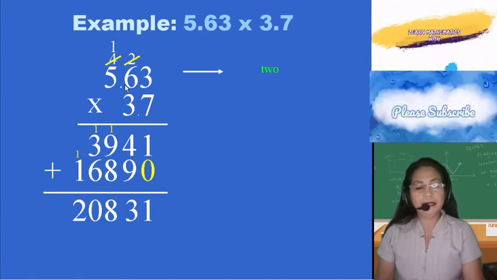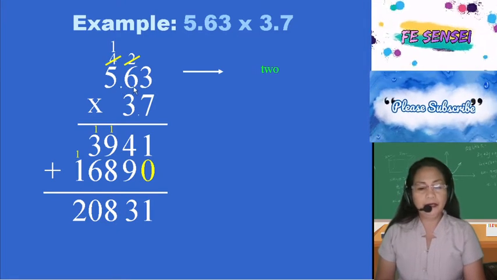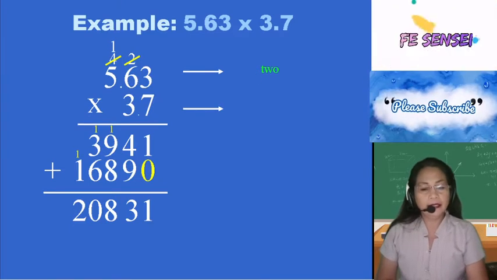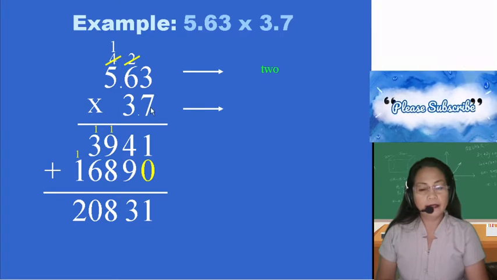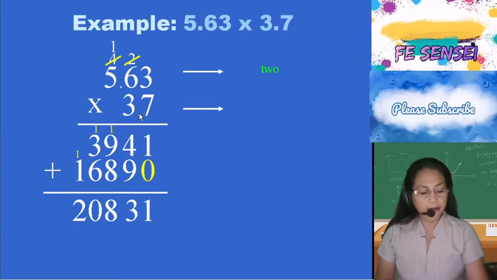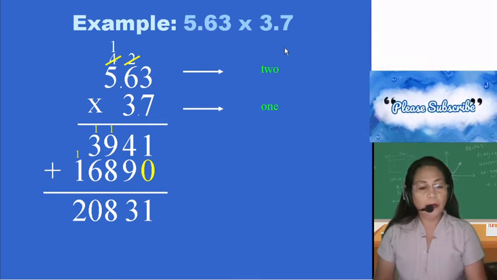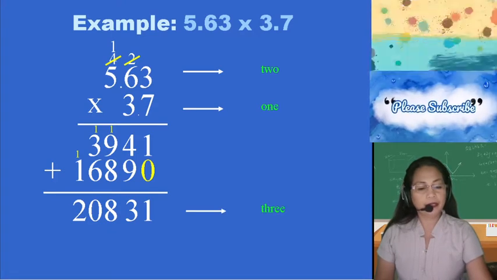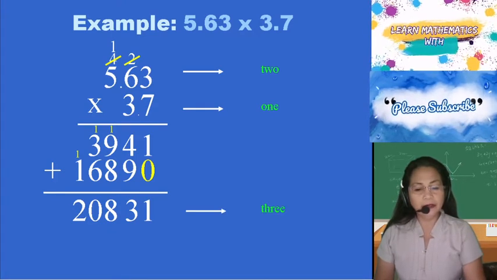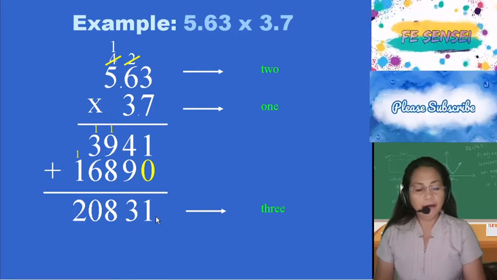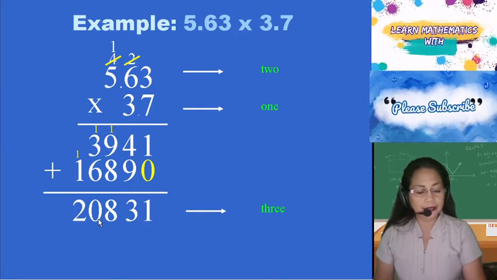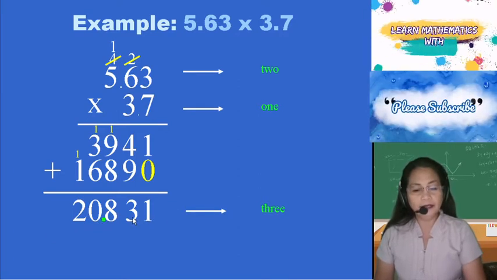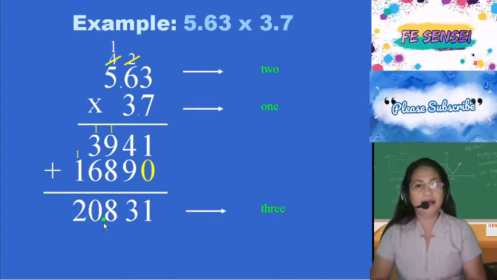Then, there are two decimal places to the right. 1, 2. That's 2. Then, in the other factor we have 1. So, add 2 plus 1 equals 3. So, count from the right to the left. So, that's it. 1, 2, 3, and write the decimal point.